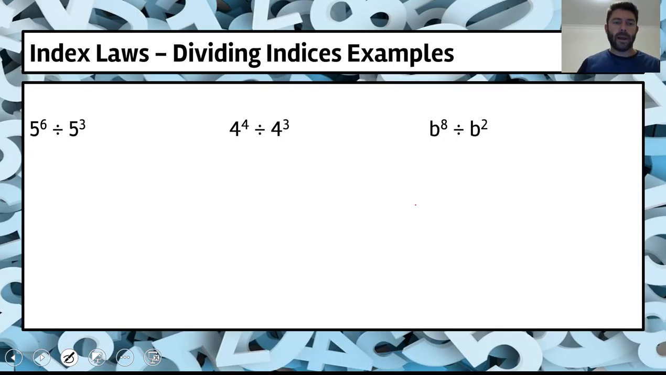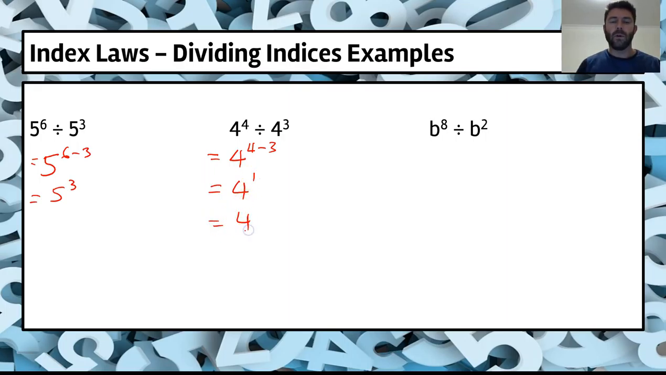All right, 5 to the power of 6 divided by 5 to the power of 3. Using our index law 2, that actually equals 5 to the power of 6 minus 3, which equals 5 to the power of 3. Now you can go ahead and do the cancelling out if you wanted to, but using the index laws actually makes life a whole lot easier. All right, 4 to the power of 4 divided by 4 to the power of 3. So our bases are the same. So we've got 4 to the power of 4 minus 3, which equals 4 to the power of 1, or just equals 4. We can actually write that just as 4.